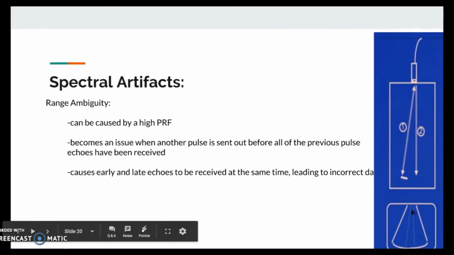Another one of our artifacts is range ambiguity, and range ambiguity can be caused by a high PRF. This becomes an issue when another pulse is sent out before all of the previous pulse echoes have been received. This causes basically a blurring of information. It causes early and late echoes to be received at the same time, and this leads to incorrect data.